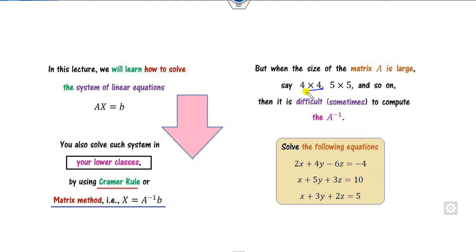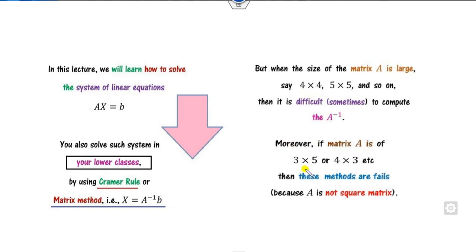If my matrix size is 4 cross 4, 5 cross 5, 7 cross 7 or more, then it is difficult to compute the value of A inverse. Moreover, if the size of the matrix is 3 cross 5 or 4 cross 3, that means there are 3 equations with 5 variables, or 4 equations with 3 variables, then how can you find the inverse of this matrix? These two methods will fail to solve such systems because the matrix is not a square matrix. So how can you solve it?